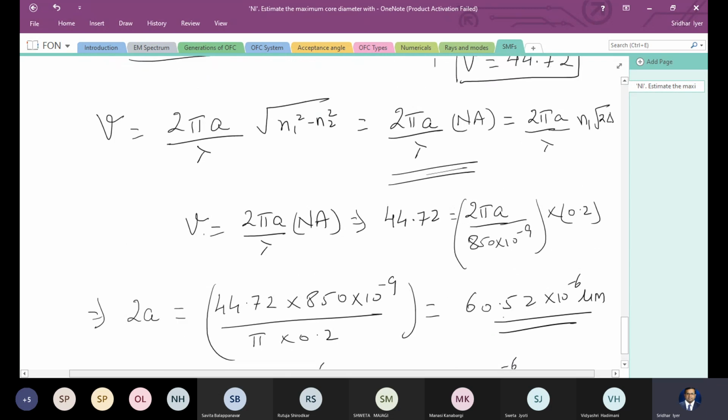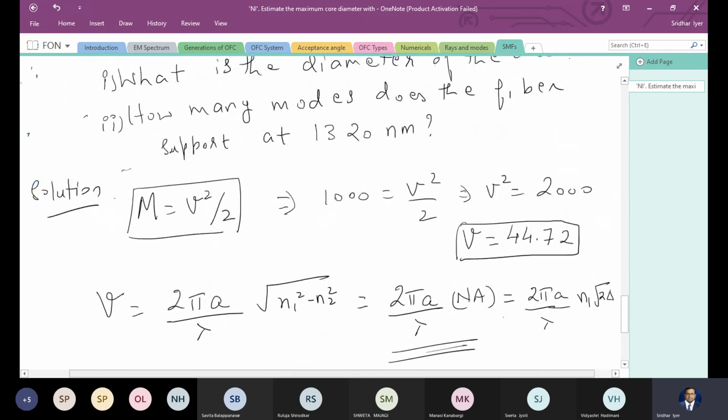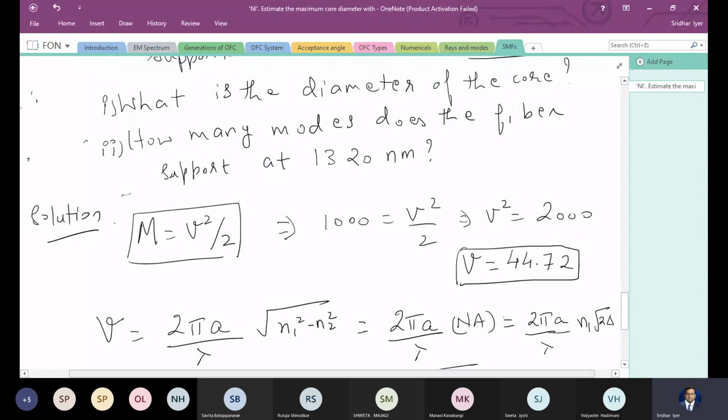That was the first part. In the second part, the question is how many modes does the fiber support at 1320 nanometer? So I need to find the value of M in the second part. To find the value of M, if you look at this first equation here, I need the value of V, right? So in the second part, it says how many modes does the fiber support.